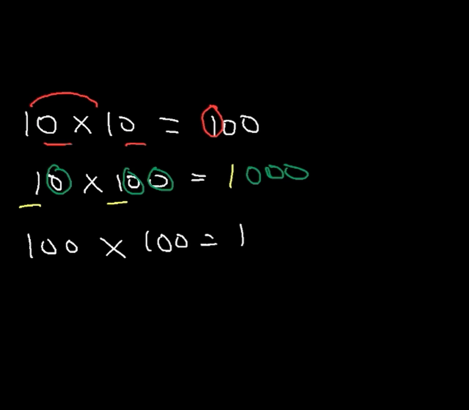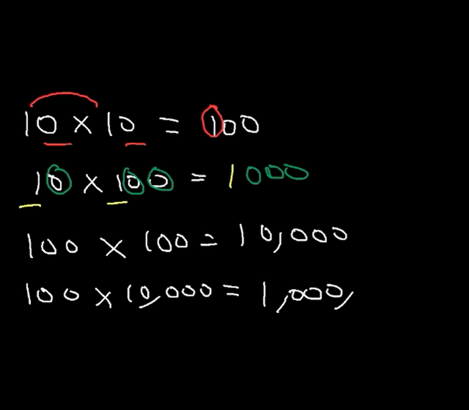So 100 times 100. So 1 times 1 is 1, and then add the 4 zeros. So we get 10,000. So what do you think 100 times 10,000 is? Well, here we have a total of 6 zeros, so this is 1 million.